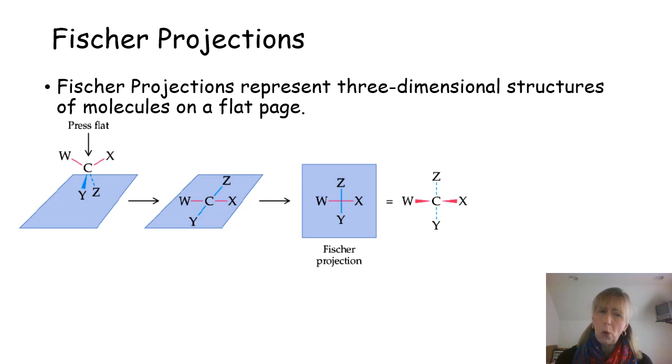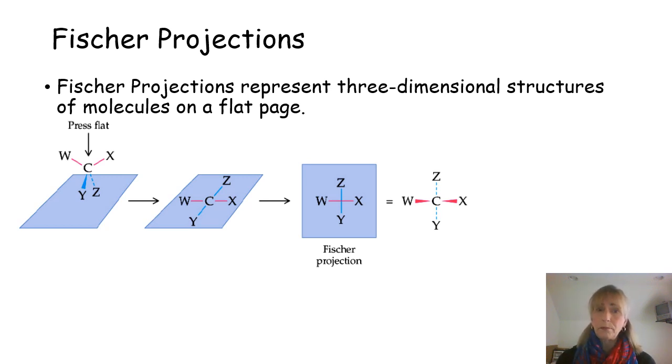So that's how you're holding that carbon, if you could hold it in your hand with those 4 different groups. And we're going to smush it flat. We're going to take it and imagine pressing that carbon down so that it is flat. If we do that, then this Z that was going behind the plane is now flat. There it is, and there's our Y, which was coming out at us. This is going behind, and then our W and our X are flat. So we've flattened everything.